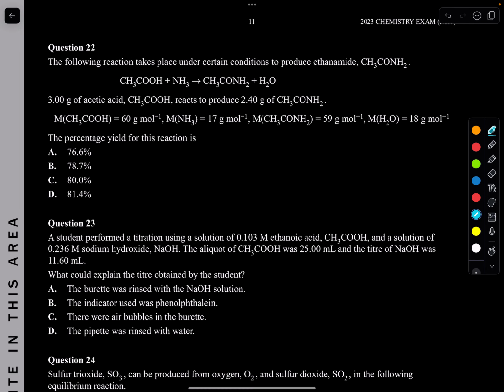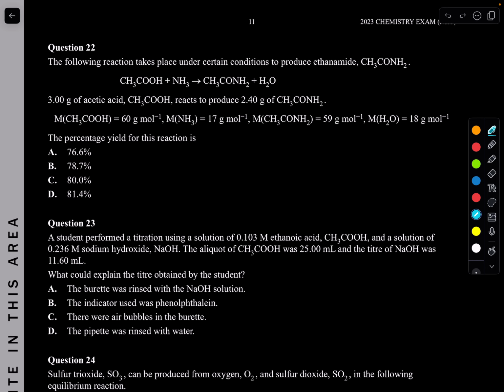Question 22. The following reaction takes place under certain conditions to produce ethane amide, which is this. 3 grams of acetic acid reacts to produce 2.4 grams of this, and we're given the molar masses of everything. The percentage yield for this reaction is what? We're trying to produce that ethane amide. What's the formula? It's in your formula sheet.